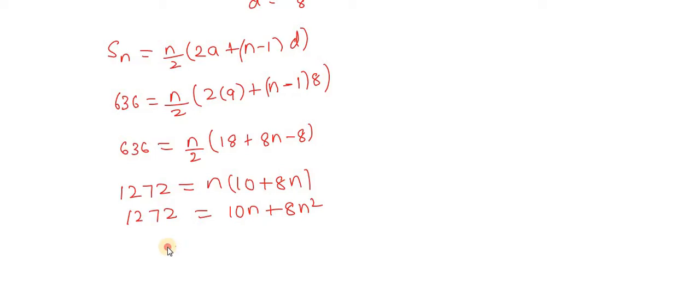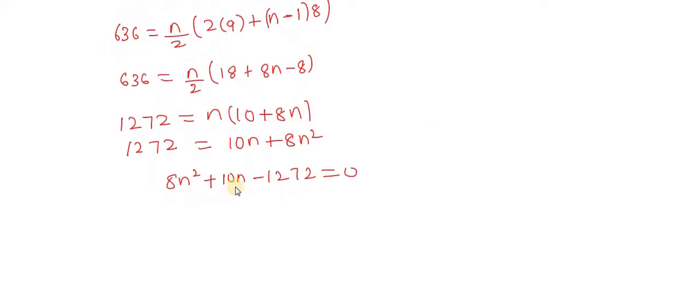Now simplify here: 8n square plus 10n minus 1272 is equal to 0. Now look into this. It looks like a quadratic equation, right? So you can solve the quadratic equation and find the n value. We know how to solve the quadratic equation.